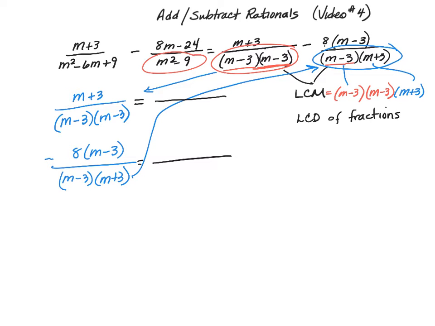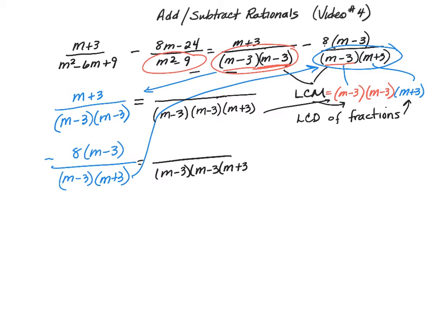Now we're going to take these two fractions and create a common denominator, which will be our least common multiple right here. So least common denominator and least common multiple mean the same thing for our circumstances here. The least common multiple of our two denominators is the least common denominator for our fractions. So we're going to write m minus 3, m minus 3, and m plus 3. And that is what I get from right here. That is for my numerator and my denominator.